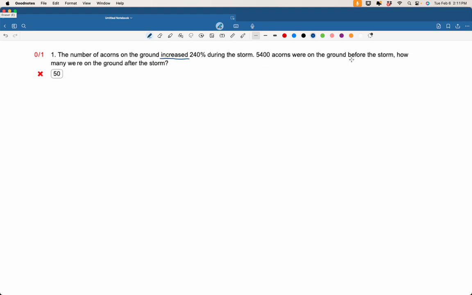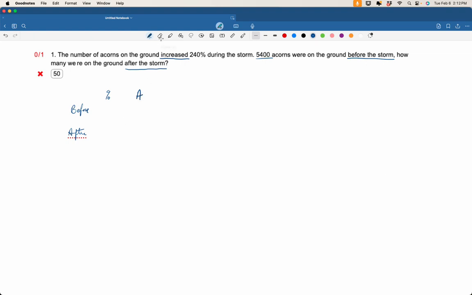5,400 acorns were on the ground before the storm. How many were on the ground after the storm? So if the original amount that was there before increased this much, we have to kind of picture it in our heads that what was on the ground first is the 100%. So we have a before the storm and we have an after the storm. Those are our two events. And then we have the percent, and then we have the amount or quantity.